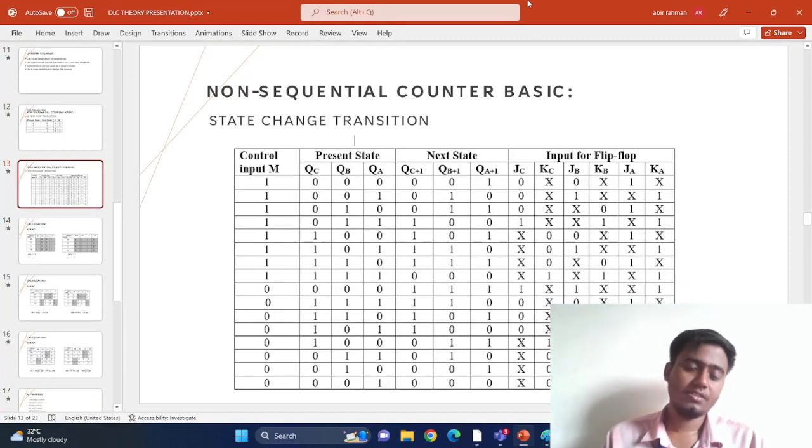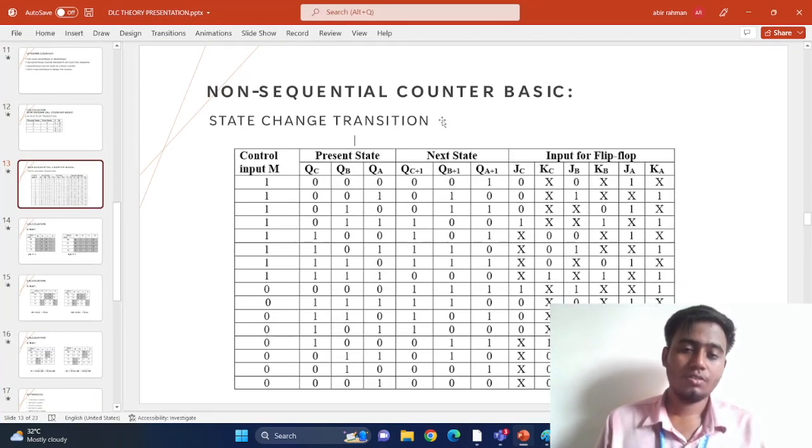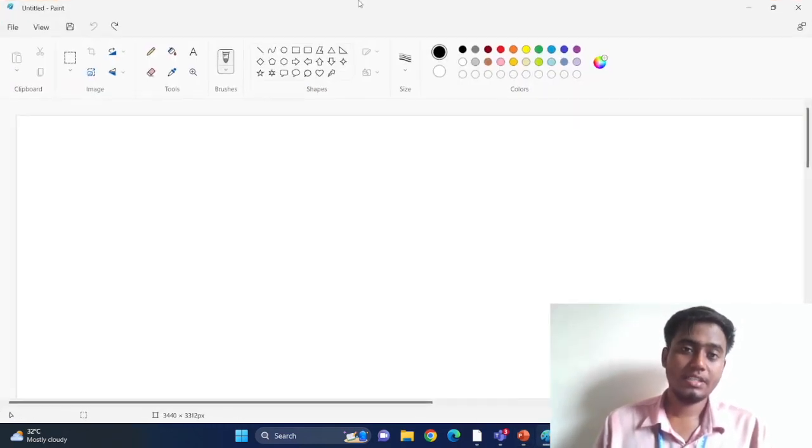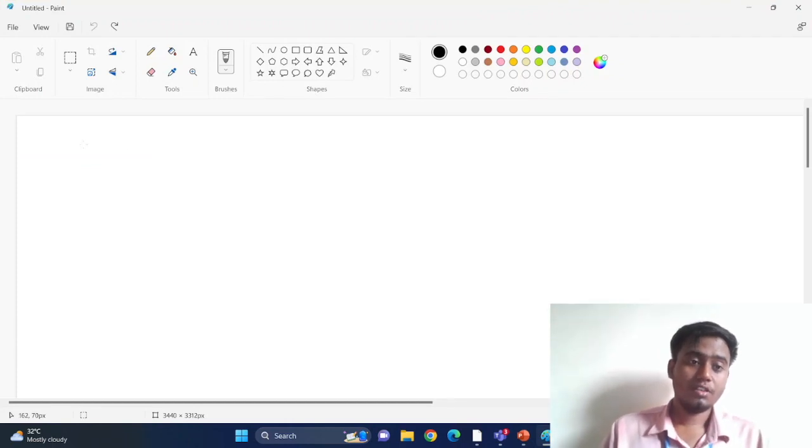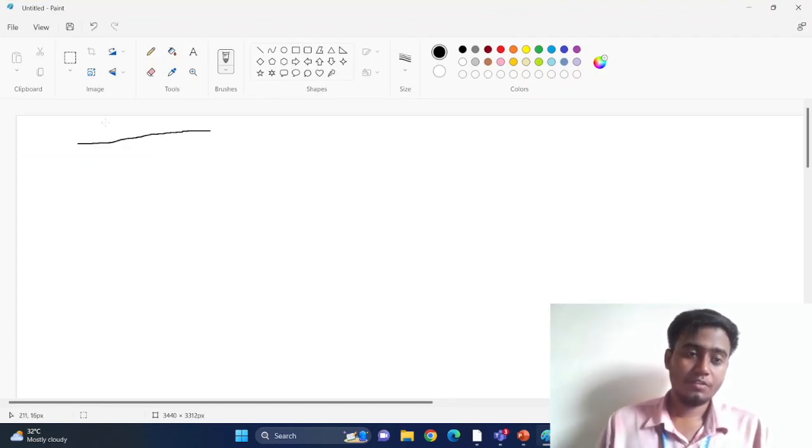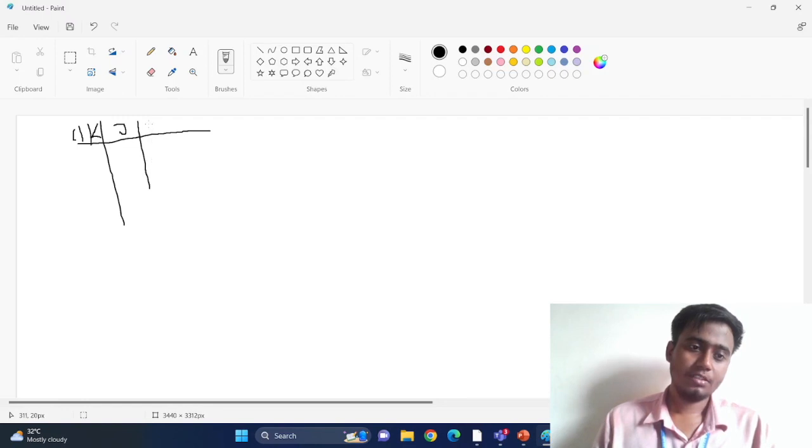Assalamualaikum. My name is MAHMUDUR. So let's describe the transition table of JK flip-flop. Let's understand what happens in the transition table of JK flip-flop. Here we first see the clock, here J, K, and here is the next state. Here next is N plus 1.